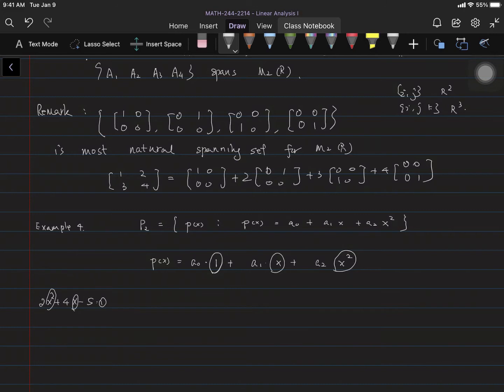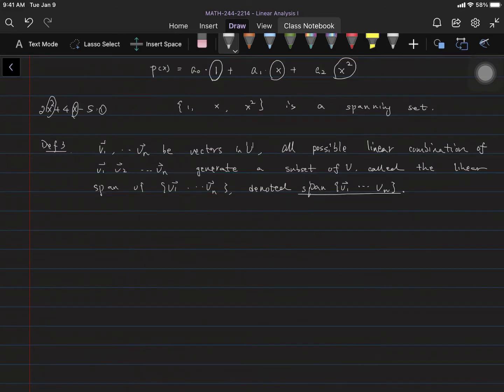Is that right? So actually, what's the spanning set? The spanning set is 1, x, x squared. Let's justify the definition. Now let's take a look at definition 3. If we put all the vectors v1, v2, up to vn together as a linear combination, then this linear combination gives us a subset of a vector space V, and we say this is a span set, linear span.